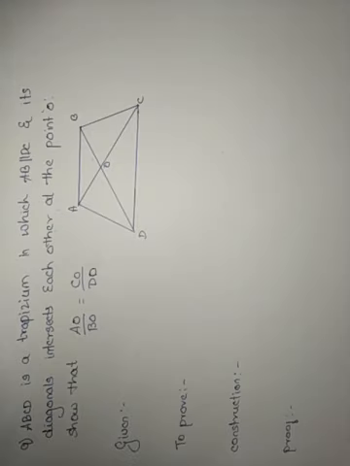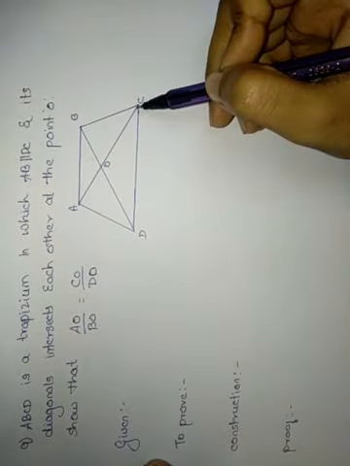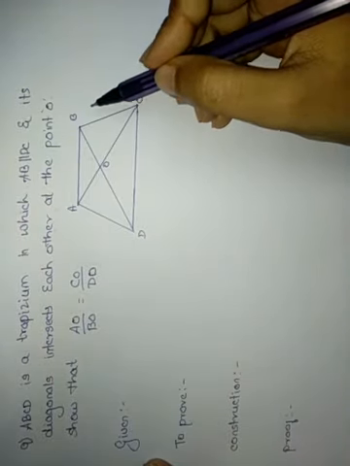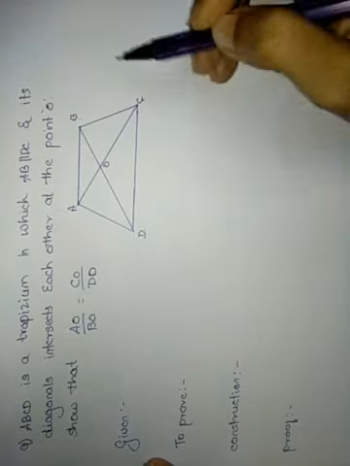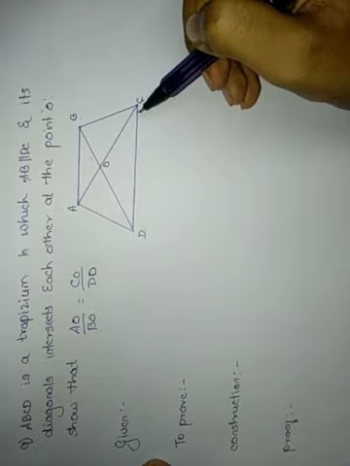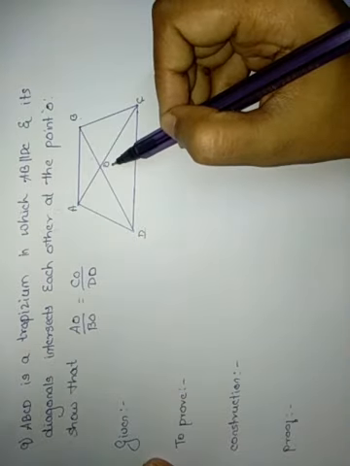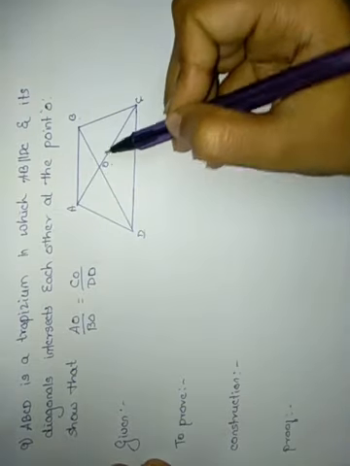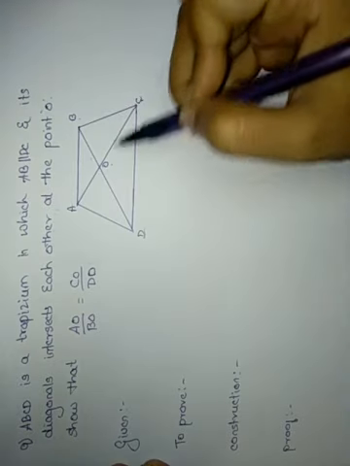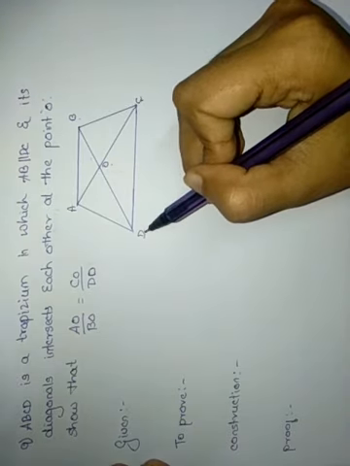9th problem. ABCD is a trapezium in which AB is parallel to DC and its diagonals intersect each other at the point O. Show that AO divided by BO equals CO divided by DO. Means here they have given a trapezium named ABCD, right? In this trapezium AB is parallel to DC and the diagonals of the trapezium are intersecting at the point O here. If they are intersecting at the point O, then AO divided by OB is equal to CO divided by OD. We have to prove that.